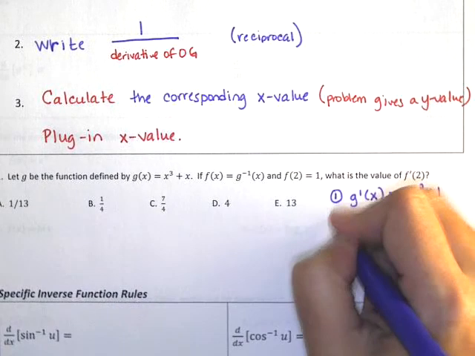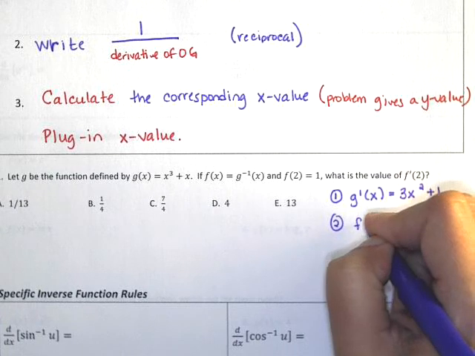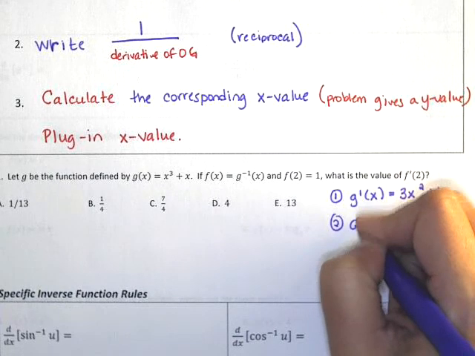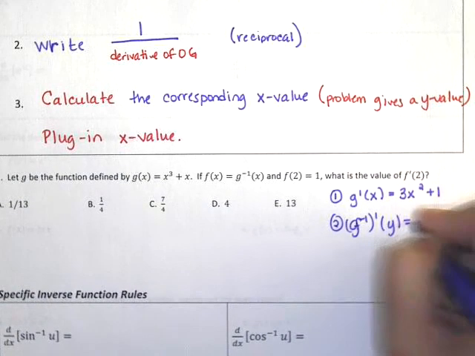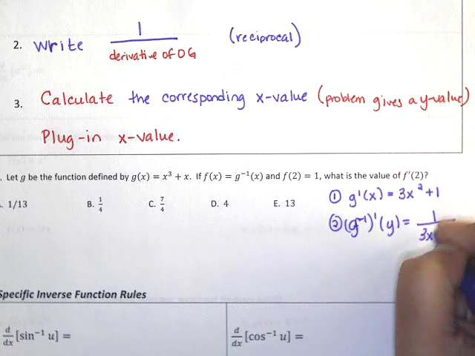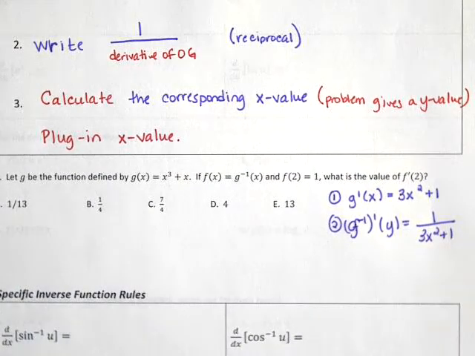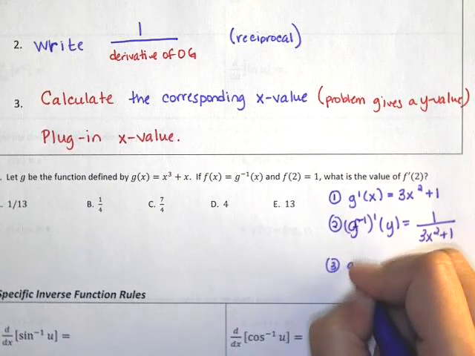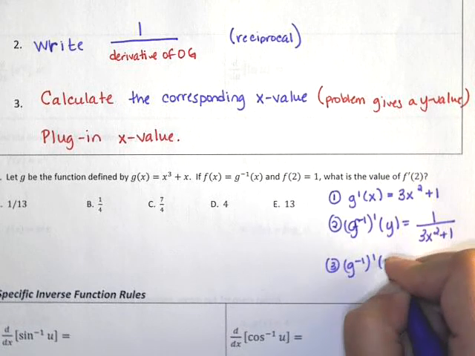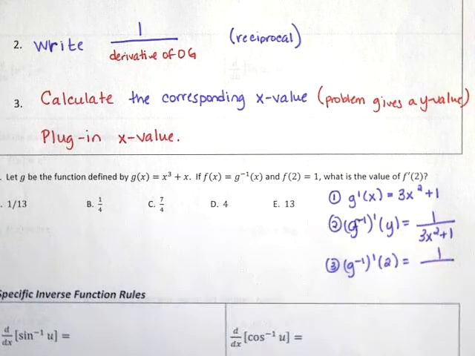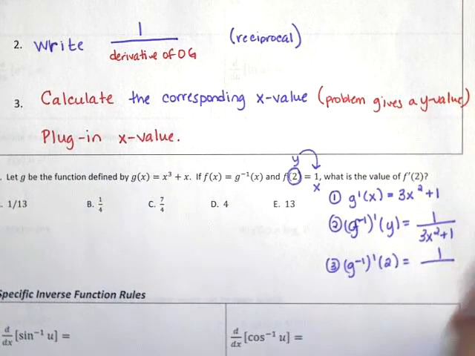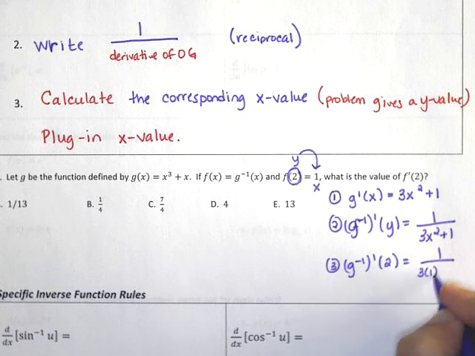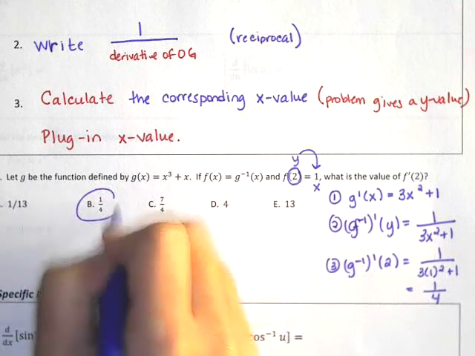The second thing we're going to do is say, well, the derivative of the inverse of a y value would be 1 over 3x squared plus 1. Which means if we want to know the derivative of the inverse at 2, we say, well, if 2 is the y value, then 1 must be the x value. So I would get 1 over 3 times 1 squared plus 1, which would be 1/4, and that would be my answer.